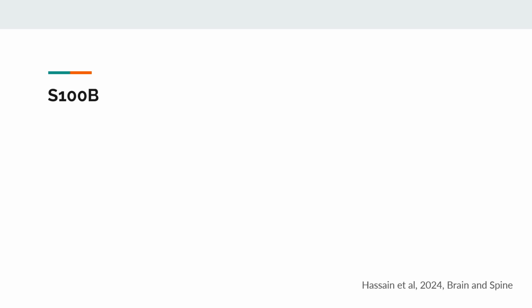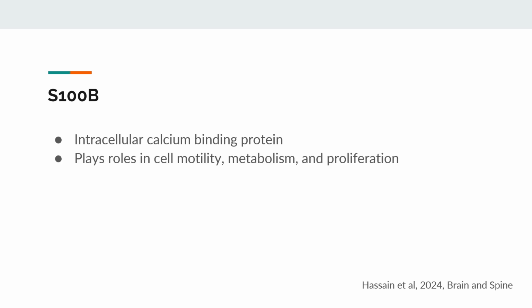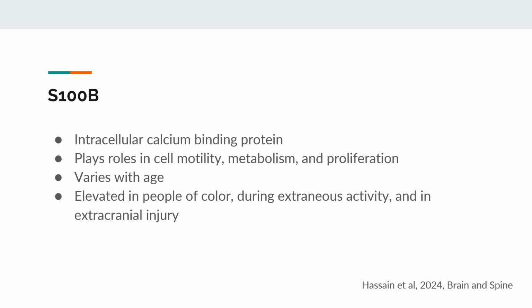So first, we'll start with S100B. This is an intracellular calcium binding protein. It plays roles in cell motility, metabolism, and proliferation. This does vary with age, meaning that we'll have to actually measure the concentration of this protein across different ages and account for that accordingly when using it in clinical decision making. This biomarker is also elevated in people of color, during extraneous activity, and in extracranial injuries, all things that will once again have to be accounted for in clinical decision making.